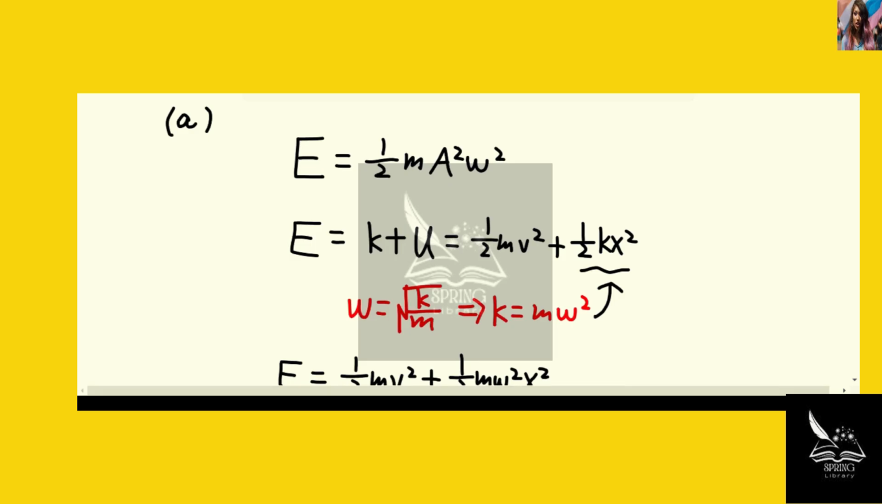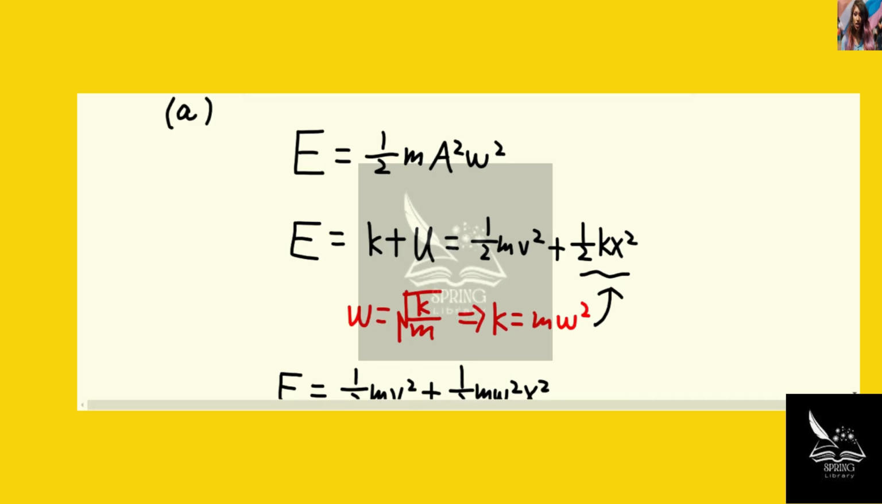Okay, so we know the total mechanical energy is equal to 1/2 m a squared omega squared. And total mechanical energy can also be equal to the kinetic energy plus the elastic potential energy, which is 1/2 mv squared plus 1/2 kx squared. And as you can tell, the angular velocity is equal to the square root of k over m, which is the square root of the spring constant over the mass. So therefore, k is equal to m omega squared.